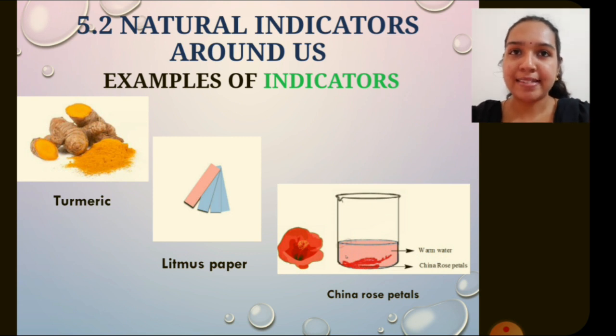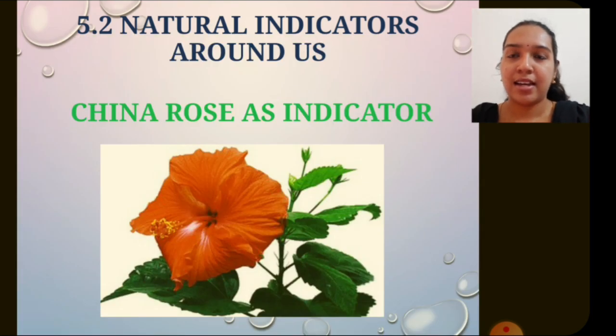The examples are turmeric, litmus and China rose petals, commonly known as hibiscus. We already learned about the first two, that is turmeric and litmus paper. Now, hibiscus or the China rose as an indicator. Let us learn about this indicator along with a few activities.